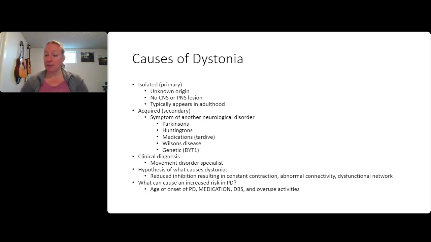And if we look at specifically Parkinson's, and this as a secondary diagnosis in Parkinson's, there are some things that could increase that person's risk for dystonia. And that's usually the age of onset. So the younger, the more likely they may have a dystonia, their medication schedule, and whether or not they have DBS, and any overuse activities, so sort of their lifestyle. All right.